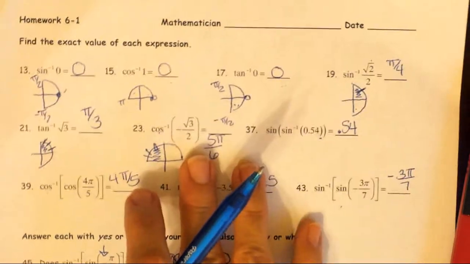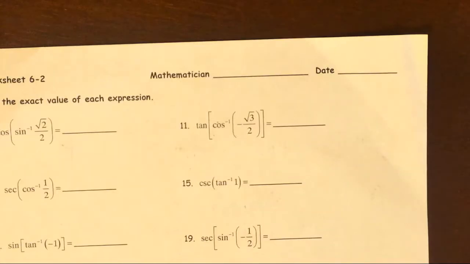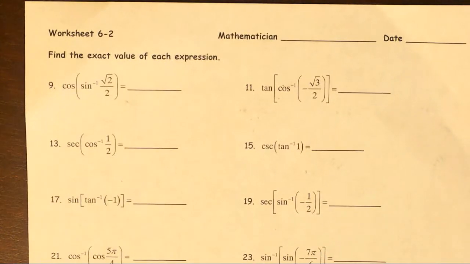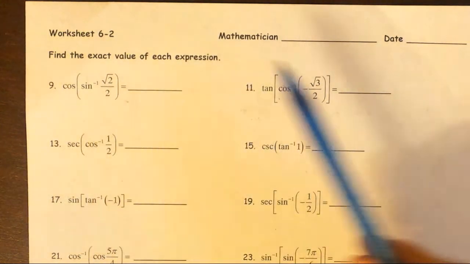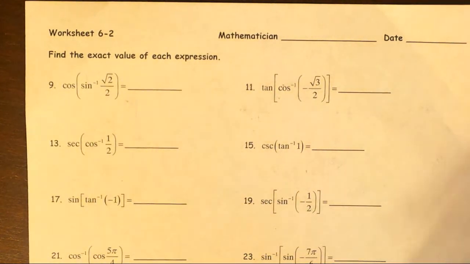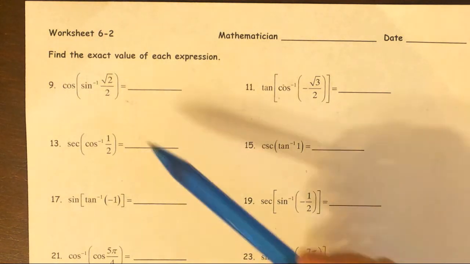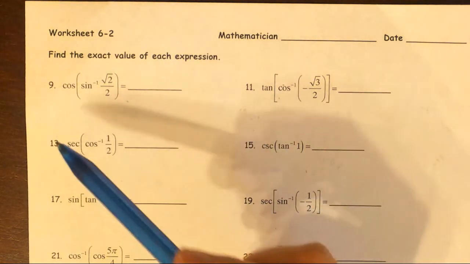Alright, so that's worksheet 6.1. Worksheet 6.2 is on the opposite side. I'm just going to do a few from each section to make sure you understand how to do them. When you're doing side 6.2, you're going to do the inside first, and once you get your inside answer, then you're going to do the outside.